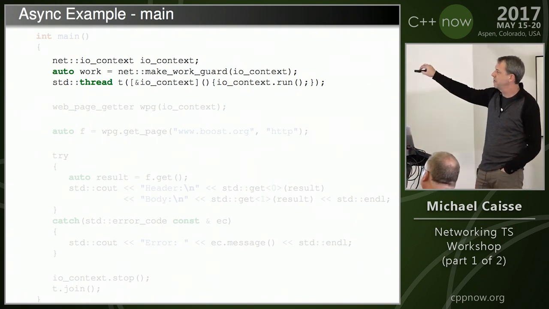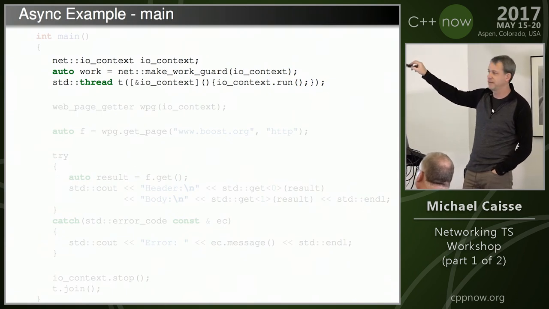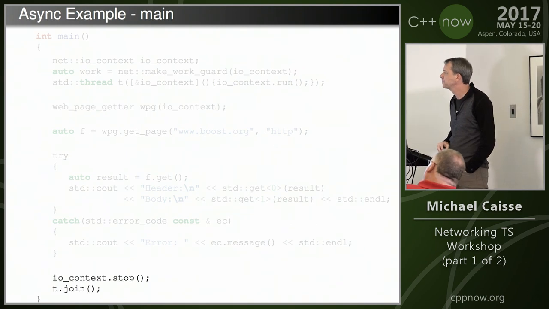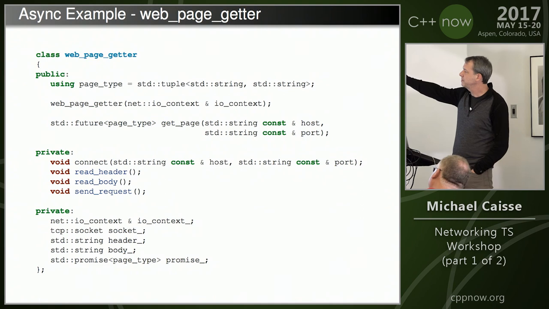This all looks the same, right? We've seen this type of thing before where in the main we've been creating the stuff that we need, the IO context and a thread. Okay, what's this web getter thing? Well, the web getter, we can construct it by passing in a reference to the IO context.